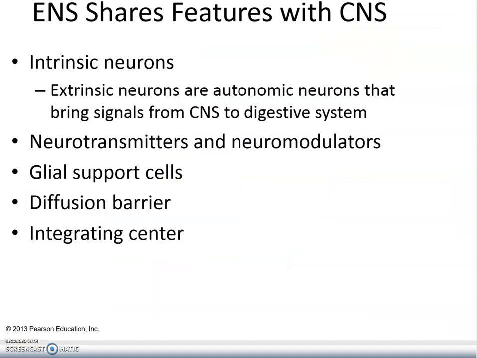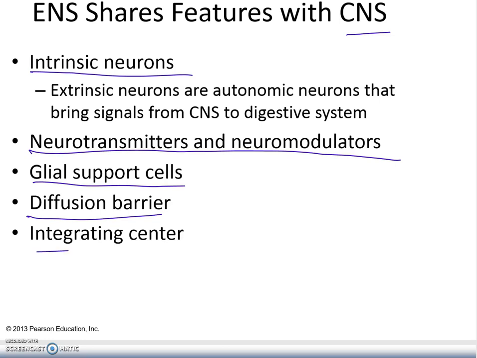Now the enteric nervous system does share features with the central nervous system. We do have intrinsic neurons, we have neurotransmitters and neuromodulators, just like in the CNS. We have glial support cells, diffusion barriers, and an integrating center, so it's all very similar.